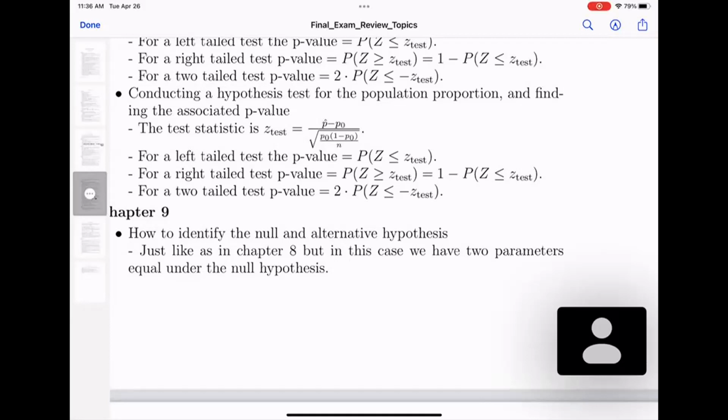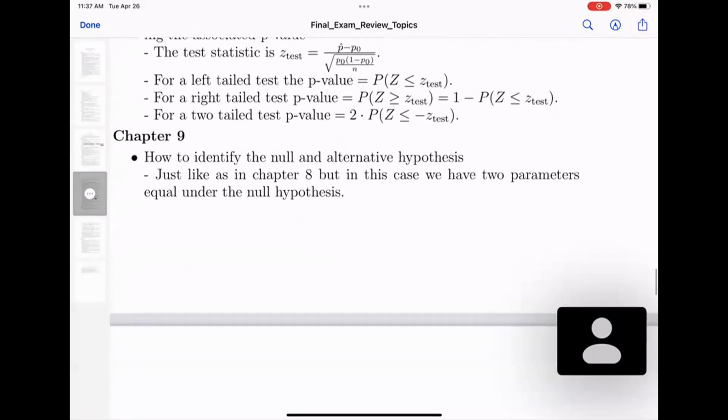And then if you're doing a left-tailed test, you're going to look at the probability of z being less than the test statistic you got, and that would give you the p-value. If you're doing a right-tailed test, look at the area to the right of it, or you can just take 1 minus the area to the left. And if you're doing a two-tailed test, it's the same idea. Look at the area to the left of the negative test statistic and multiply it by 2. Everyone okay?